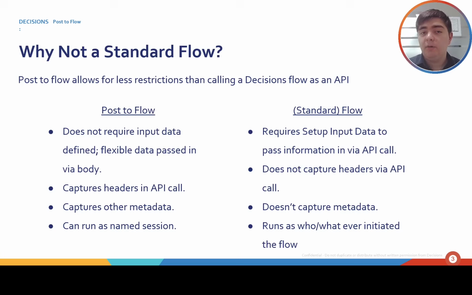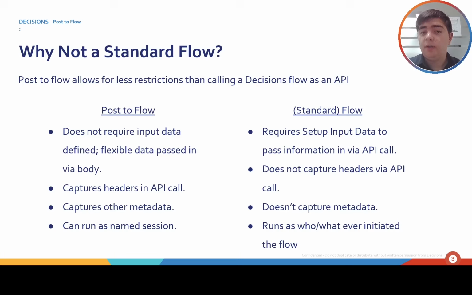This post-to-flow also captures metadata, such as headers in the API call, the URL that is being called, and other features of the call, such as whether it was a post call. The standard flow doesn't capture this information for you.